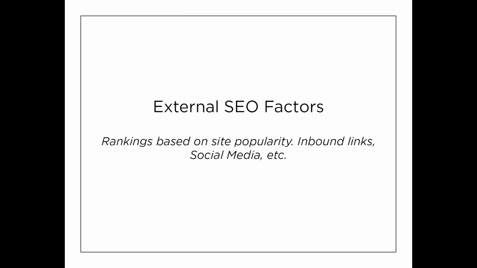There are external SEO factors, which are rankings based on site popularity, inbound links, social media, etc. External SEO factors refer to things like if you register within directories, or if you put your website onto social media that somebody can link to, or if there's an article about your business, put a link to the website. You'll see that anytime there are these backlinks that go back to your website, that gains in popularity, and Google may rank you higher on the search engine. So looking for popularity, that's external SEO factors.